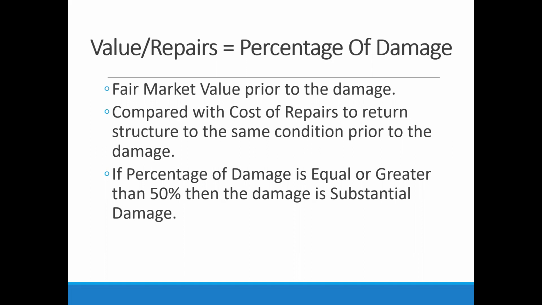And so we compare the cost of returning it to its pre-damage condition, and if that is 50% or more of the market value, then it's considered to be substantially damaged. When damage happens to structures in the floodplain from any cause, it doesn't have to be flooding, it could be a tornado or fire or whatever the case may be, then we have to go out and do an assessment on those structures and send them an official determination from the floodplain administrator, from that community official, on what their level of damage is determined to be.